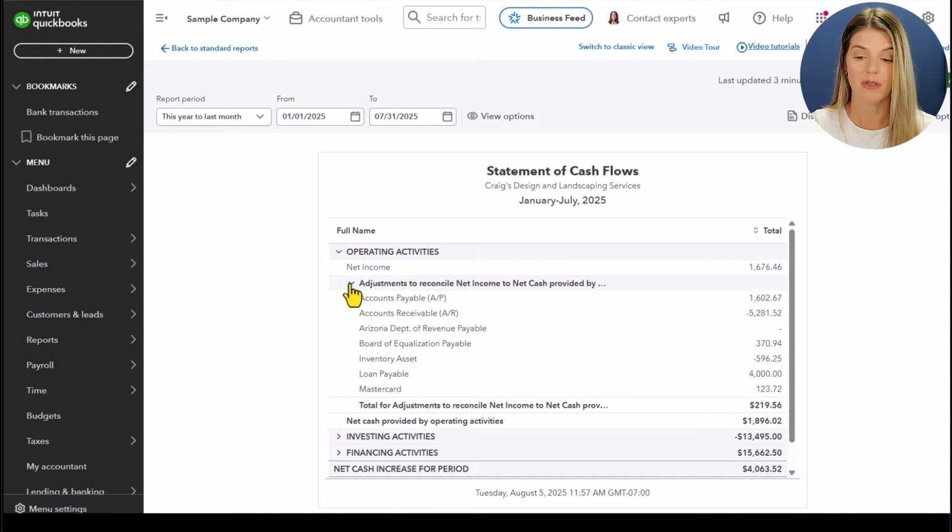So this is going to be those changes to your short-term assets and your short-term liabilities on your balance sheet, which is going to be that kind of normal operation stuff we're talking about.